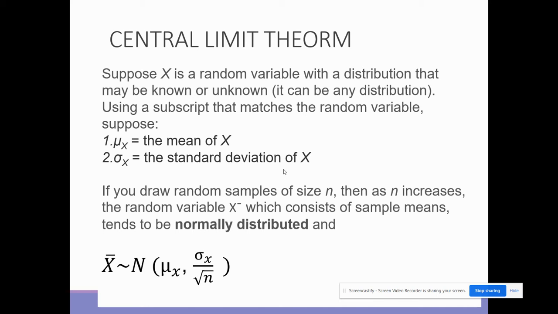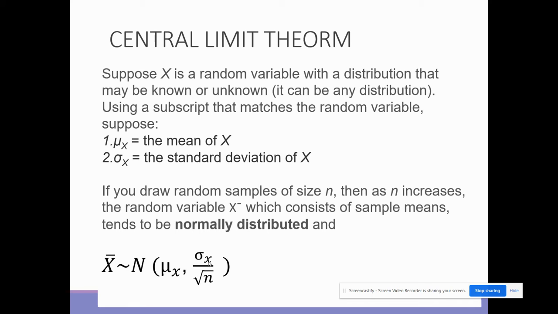If you draw random sample sizes of n, then as n increases, the random variable X will consist of sample means that tend to be normally distributed. And this is how we write it. We write it as large X bar approximates the normal distribution, and in this is our new mean of X, and this is our new standard deviation.